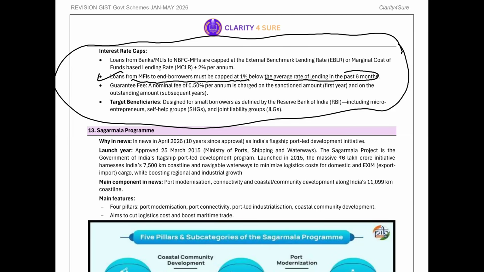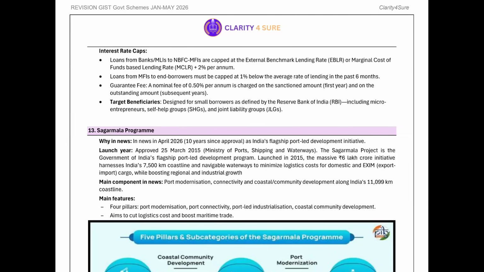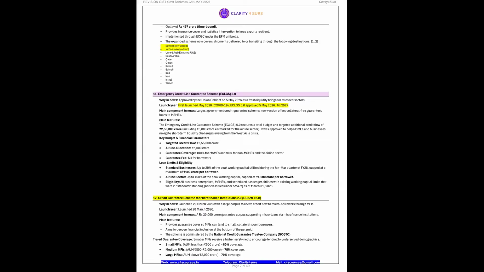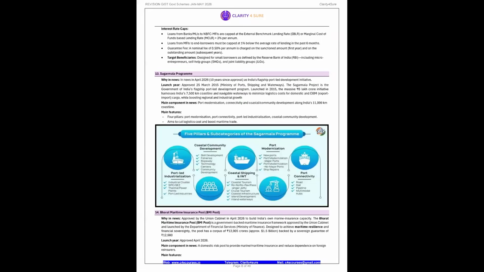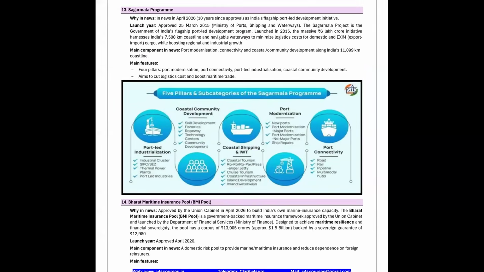And just this point, the last point that I have told you, please try to remember it. That is, this is the tiered guarantee coverage. You should remember it. Is it clear, Nikhil, Priyanka, Anik? Is it clear till here? Everyone? Is it clear till here?